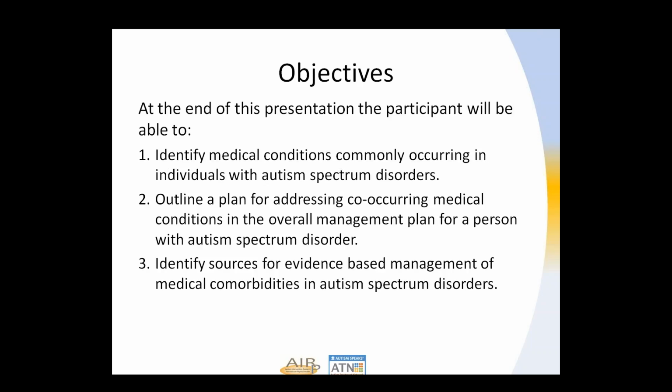Next slide, please. So our objectives for today's presentation are to identify some of the medical conditions that commonly occur in individuals with autism spectrum disorders, outline a plan for addressing some of these conditions as part of the overall management plan for someone with autism, and identify some sources for evidence-based management of the medical comorbidities that we see in autism disorders. I think that last one is important because there have been a lot of questions about that and really about this whole topic today. Next slide, please.